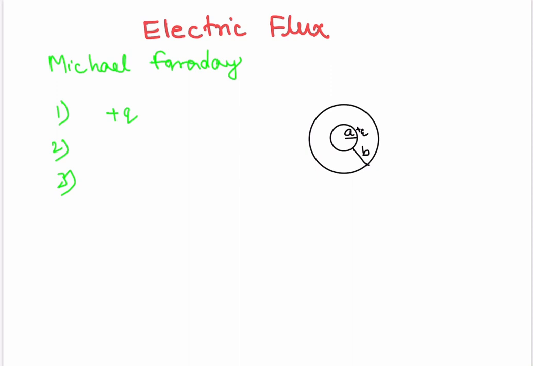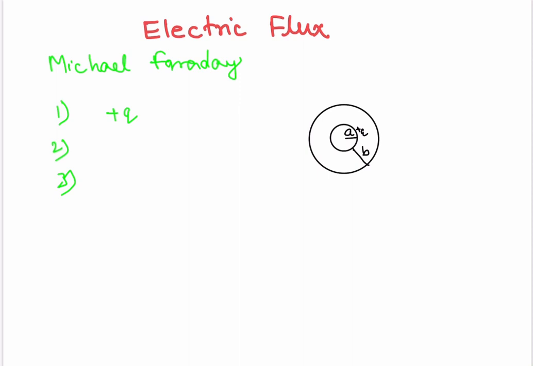He concluded that there was some sort of displacement from the inner sphere to the outer sphere which was independent of the medium. Faraday's experiment showed that a larger positive charge on the inner sphere induced a correspondingly larger negative charge on the outer sphere, leading to a direct proportionality between the electric flux and the charge on the inner sphere.